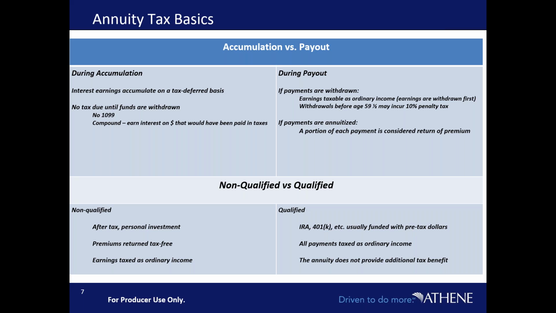On a qualified contract, an IRA, a 401k, etc., usually funded with pre-tax dollars, all payments are taxed as ordinary income. Again, no tax has been paid on the premium or the gains at this point. And the annuity does not provide additional tax benefits on a 401k or an IRA. They're already in a tax-deferred vehicle.